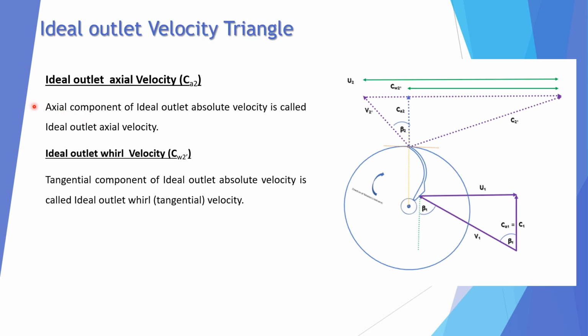Ideal outlet axial velocity CA2. Axial component of ideal outlet absolute velocity is called the ideal outlet axial velocity, that is CA2. Ideal outlet whirl velocity CW2 dash. The tangential component of ideal outlet absolute velocity is called the ideal outlet whirl velocity, that is CW2 dash.